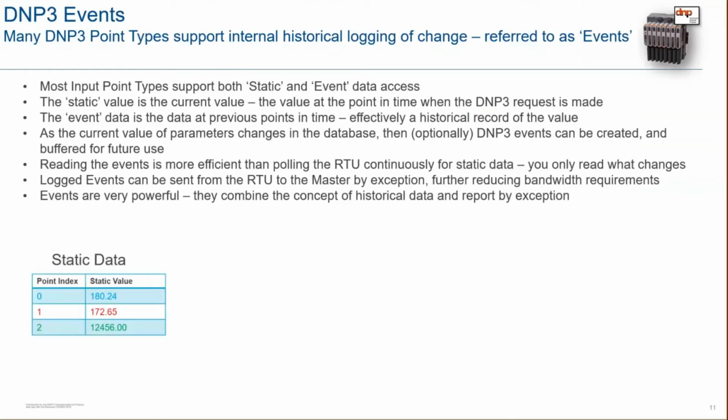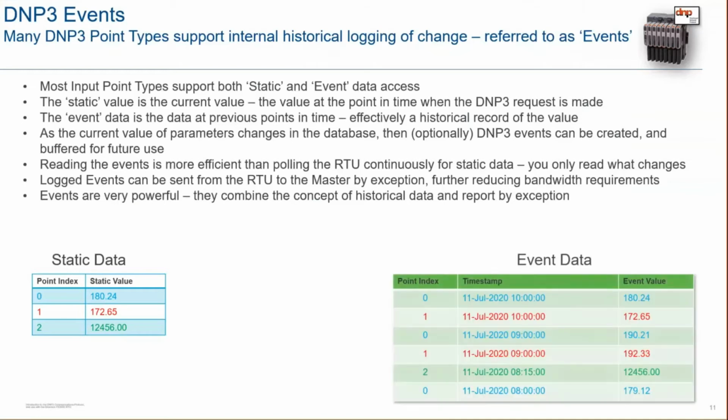So a little diagram of how this works. Let's imagine we've got 3 analog inputs with those values, point index 0, 1, and 2. We'll then have some event data, perhaps logged, and if you look, that goes from 8 o'clock in the morning through to 10 o'clock, and we've got 6 events logged, each with their own timestamp and a point index. And what's happened is, over time, that first point, 0, changed at 8 o'clock, it changed at 9 o'clock, it changed at 10 o'clock. And you'll also notice that the event value for the 10 o'clock matches the current static value because it's the most recent change.